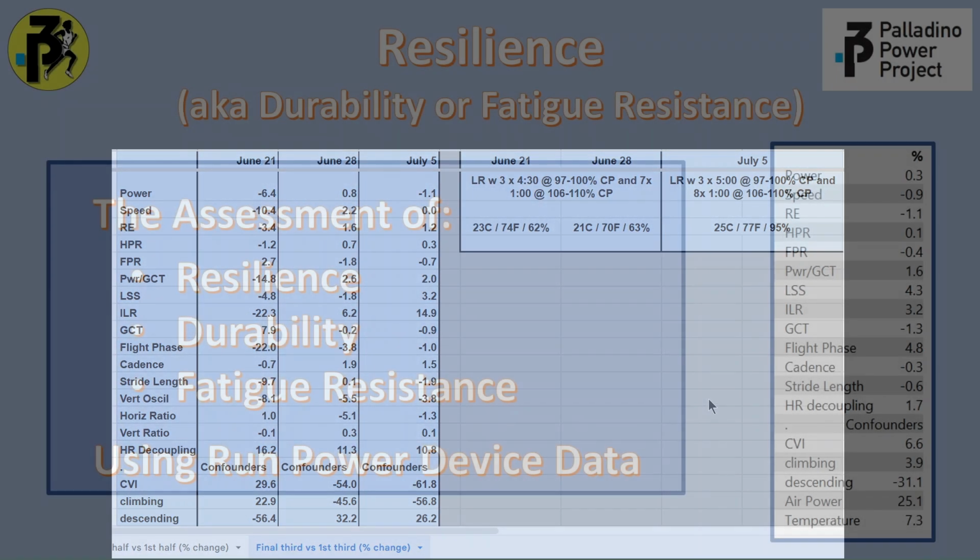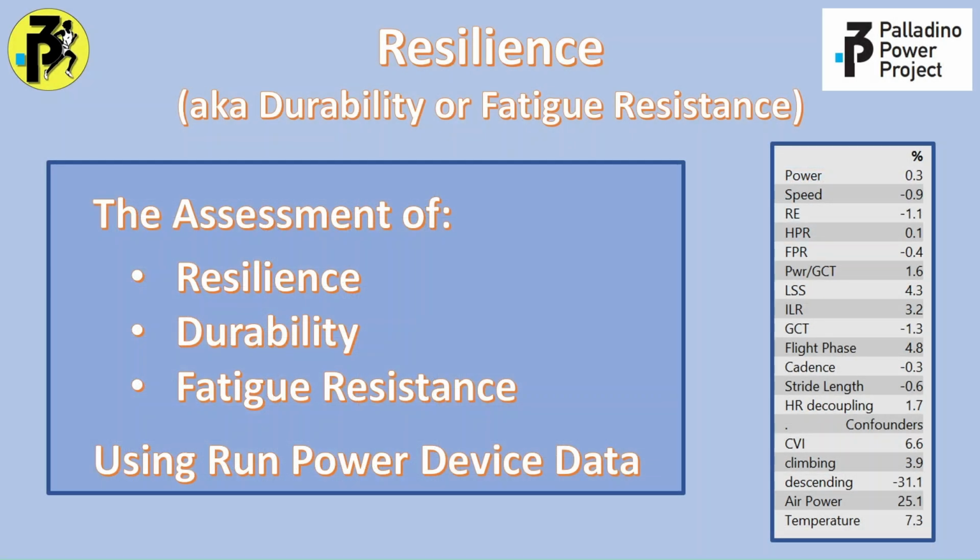So this report, both of them, the second half versus first half, final third versus the first third, they're revealing evidence of fatigue, and we're finding that some of these are more powerful, more sensitive, like power to ground contact time, but they all have some degree, but we have to watch out for the confounding in all of these. So thank you for watching this one, evaluating some long runs.